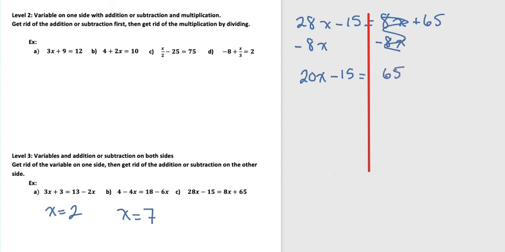Now let's deal with any addition or subtraction. We have a minus 15, so we have to add 15. If we add 15 to that side, we have to add 15 to this side. Our 15s go away. We're left with 20x equals 65 plus 15 is 80. And then we'll divide both sides by 20 to get rid of our multiplication. That gets rid of these 20s. We're left with x equals 80 divided by 20, which is 4.